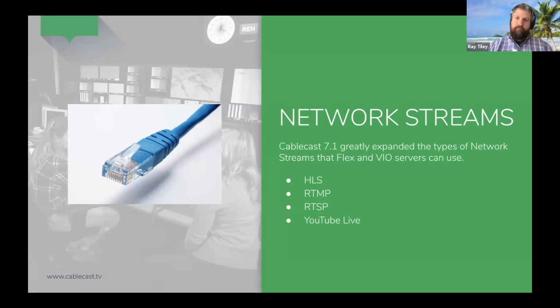So the first thing that we want to talk about is our network stream support in Cablecast 7.1. If you haven't checked out the 7.1 webinar, I highly recommend it. We talk a lot about the network streams, and I did not anticipate how timely the network stream support in Cablecast 7.1 would be. We were adding it because we wanted to, and we did a lot of work to add all these things. And then the world turned upside down on us all, and the ability to pull in these live streams from different sources has been overwhelmingly useful in the current age.